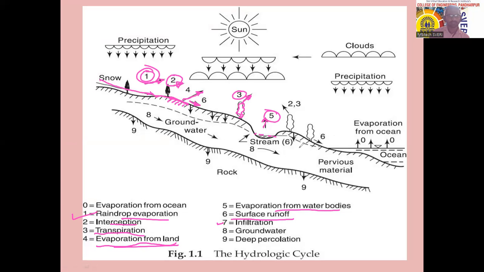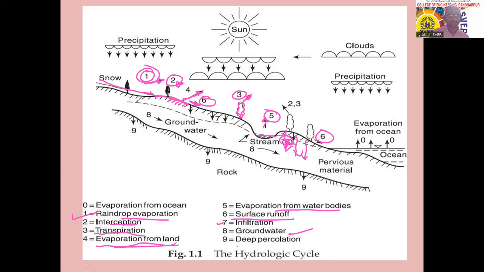Where is that infiltration? This is also surface runoff. I think this should be the seventh one. What does infiltration mean? The water which is infiltrated to the groundwater. This is the seventh one. The water which is infiltrated to the groundwater.